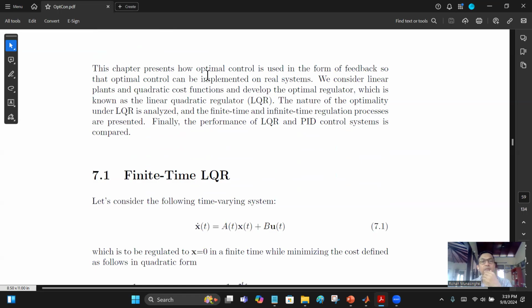So it is about optimal control, right? Which means how to control a plant with minimum resources. Okay, it can be minimum time, minimum energy, minimum error, like that. So in this area, one of the very popular controllers is linear quadratic regulator, right?